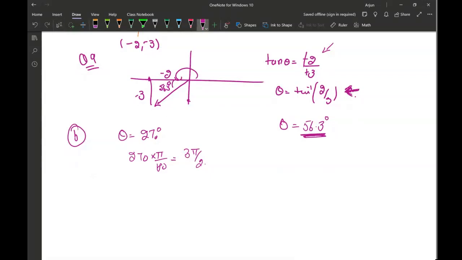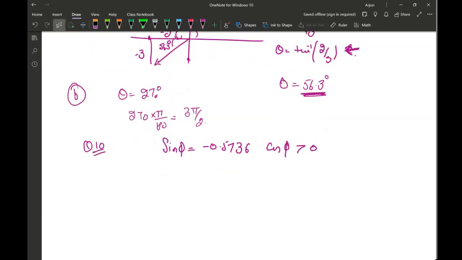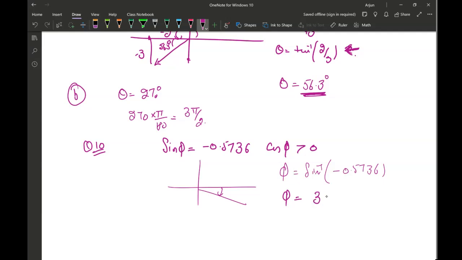Now question number 10. Sine phi is equal to -0.5736, and cos phi has to be greater than 0. So cos is positive and sine is negative. This can only happen in the fourth quadrant, so the angle has to be here. Phi will be sine inverse of -0.5736, and phi will come out to be 360 minus 35 degrees, because this is 35 degrees, so this is 325 degrees.